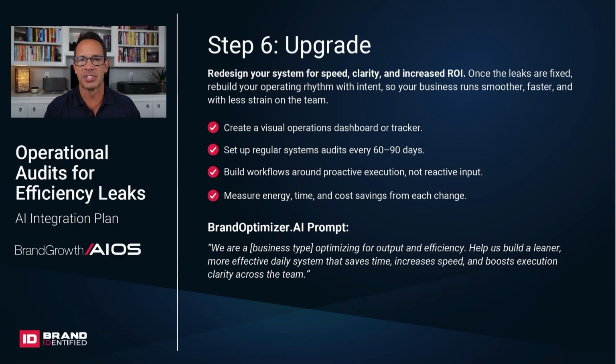And then finally, step number 6, this is to upgrade. Redesign your system for speed, clarity, and increased ROI. Once the leaks are all fixed, rebuild your operating rhythm with intent so that your business runs smoother, faster, and with less strain on your team. So create a visual operations dashboard or a tracker, set up regular system audits every 60 to 90 days, build workflows around proactive execution, not reactive input, and measure your energy, your time, and your cost savings from each of those changes. And then as always, I've given you another BrandOptimizer.ai prompt to help you out here with step number 6.